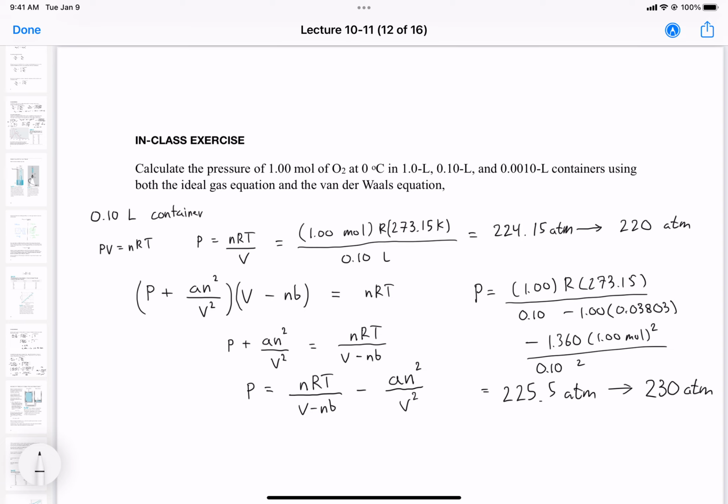But let me just double check something here. I wanted to do something here. Let me just double check the first example we went over, just because I think the value's a little bit off. Okay.